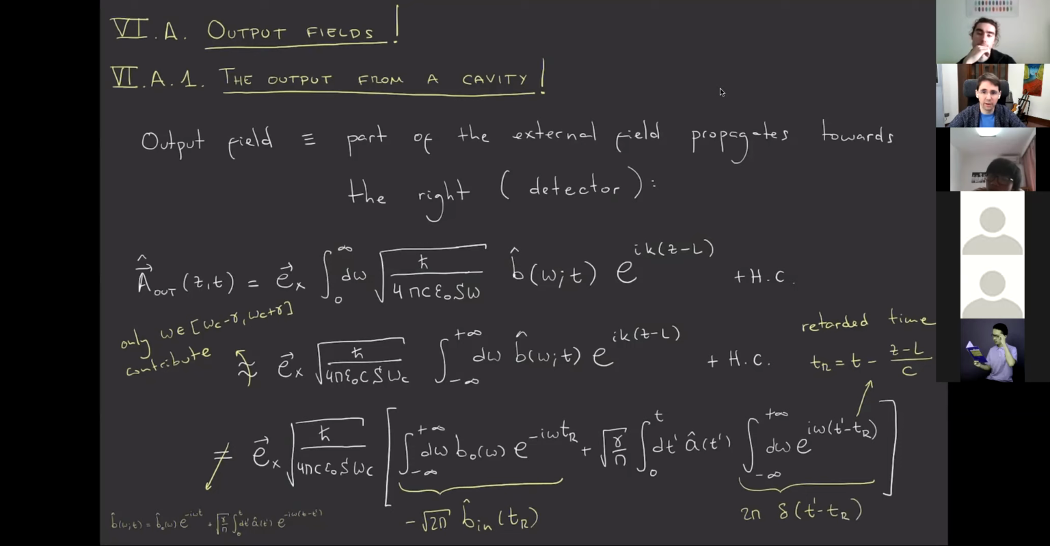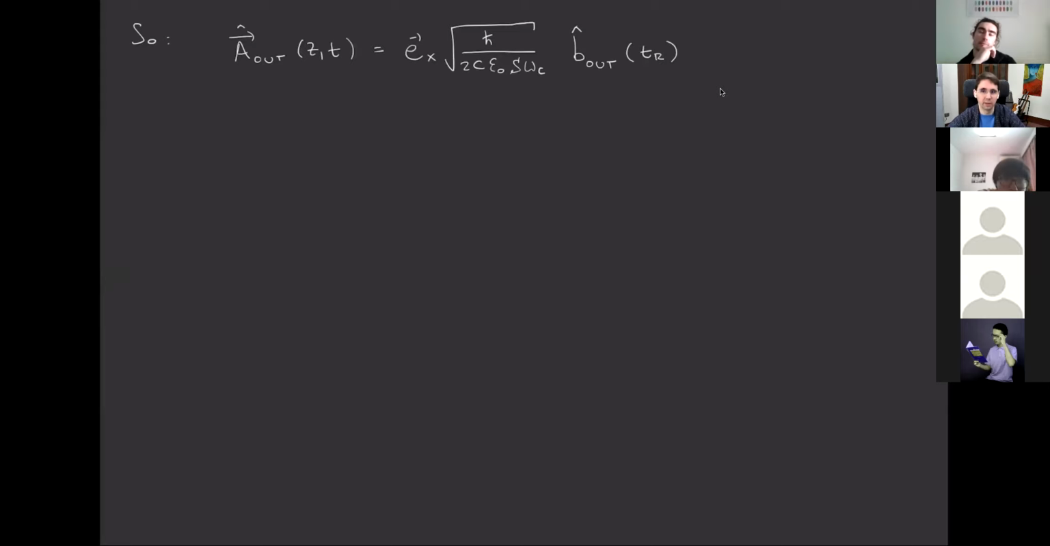Okay? So when you put everything together, then if you see the final expression for the output field at position z at time t, it's equal to just these prefactors in here, and then something that we will call the output operator, evaluated at time tr.